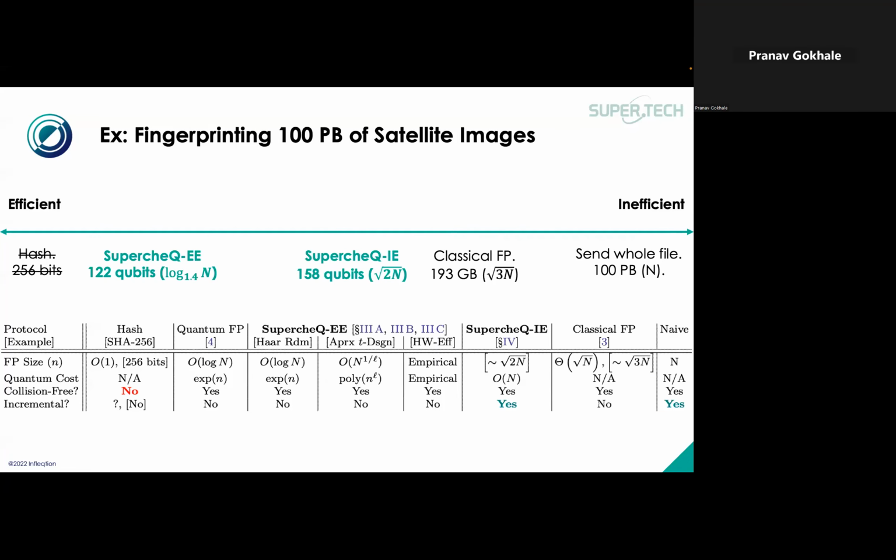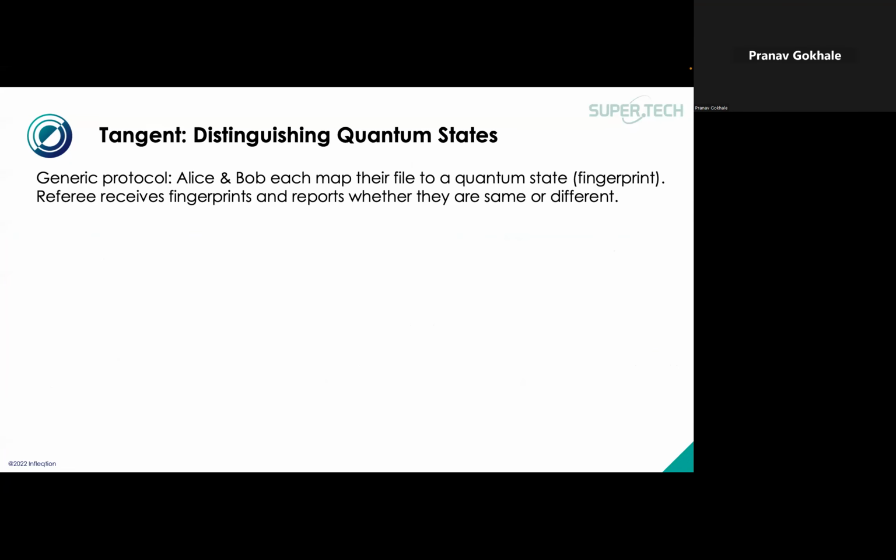Okay, cool. So I'm going to go on a slight tangent and talk about the generic protocol for both SupercheQ EE and SupercheQ IE. And it's actually not that complicated. So the generic protocol is that both Alice and Bob are going to take their file and map it to a quantum state, which is the fingerprint. If they have the same file, it should be a deterministic mapping. So it's always going to map the same file to the same fingerprint.